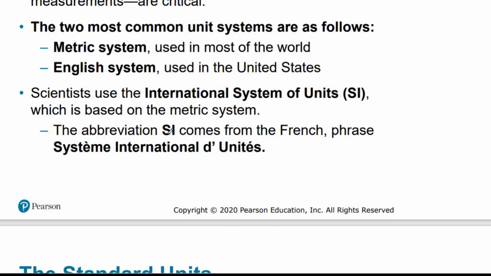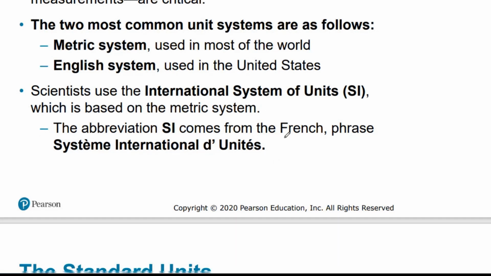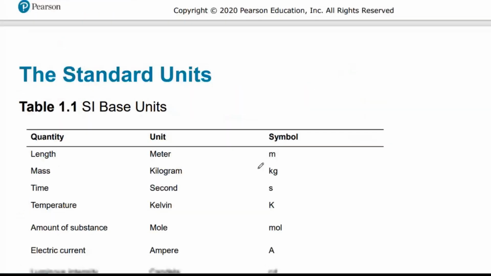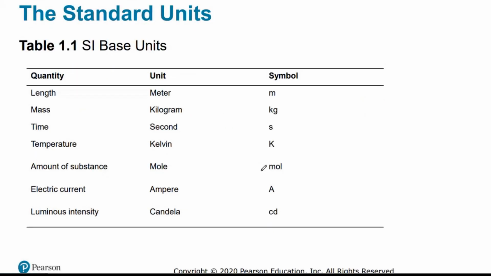And the abbreviation stands for the Système International d'Unités. That's a French phrase, and I don't speak French. So, all right, that's why it's called the SI system. So that's the international system. All right.